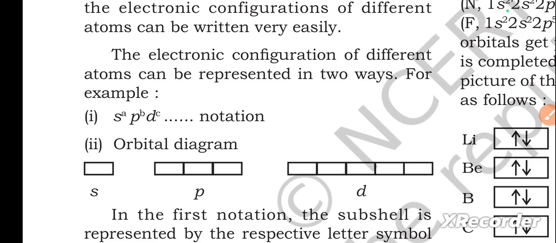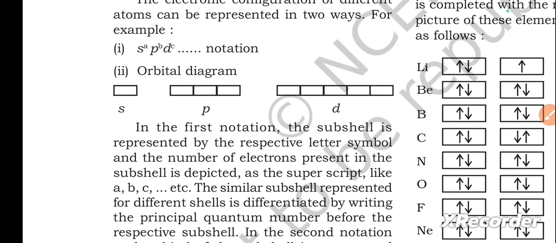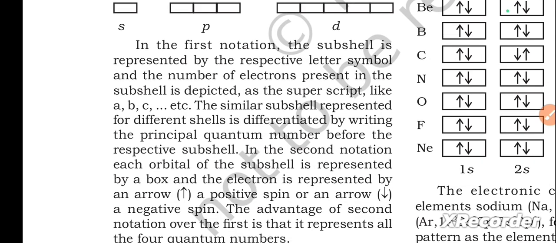s, p, d, f notation. Second one, orbital diagram. In the first notation, the subshell is represented by the respective letter symbol and the number of electrons present in the subshell is depicted as a superscript, like a, b, c, etc. The similar subshells of different shells are differentiated by writing the principal quantum number before the respective subshell.